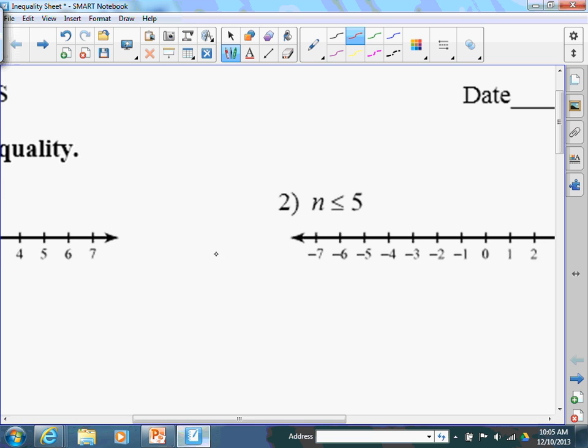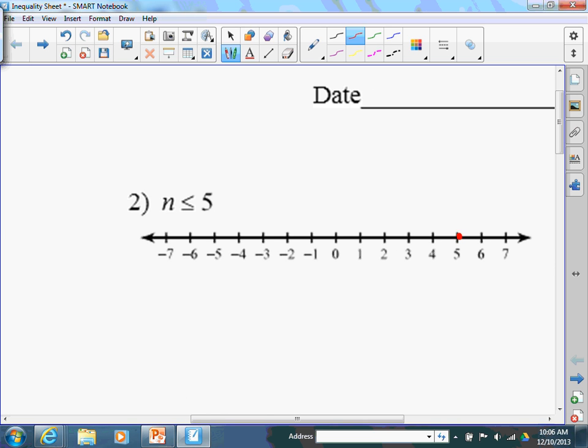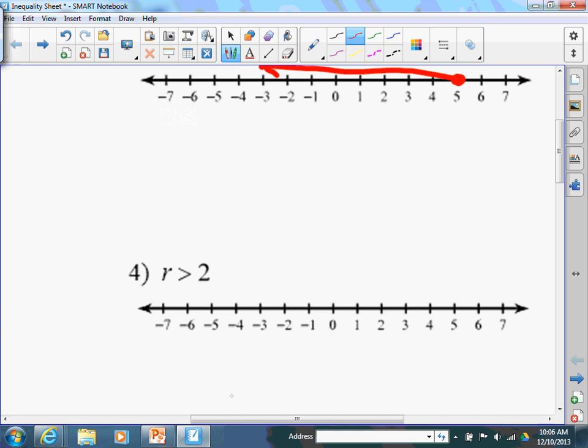Number 2. Check. Is the variable on the left? Is there a negative in front of the variable or below it? No. Okay, so we're ready to solve it. All right. Open circle or closed circle? On what number? Do I shade right or shade left? Good. All right, number 3.